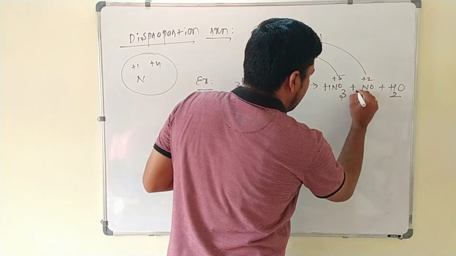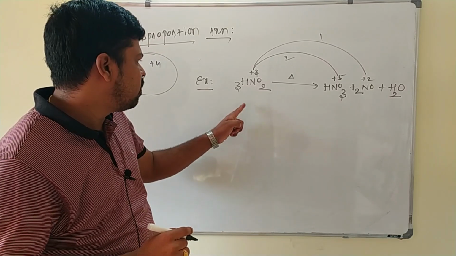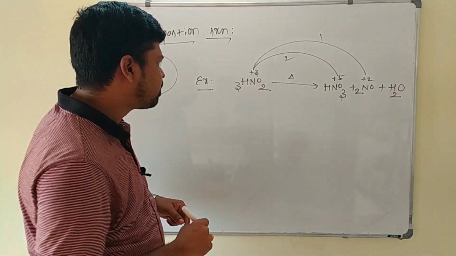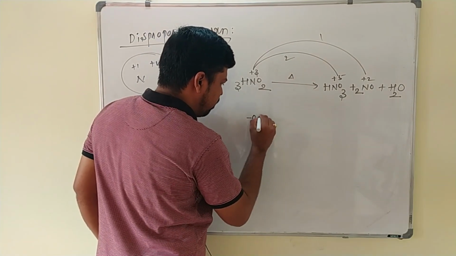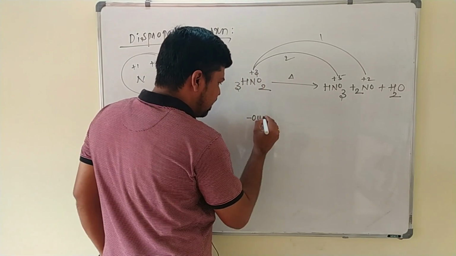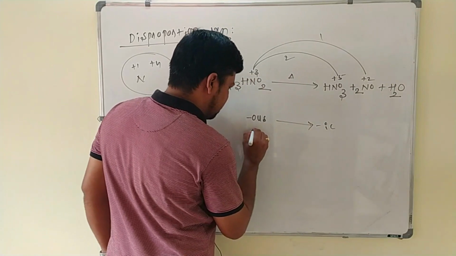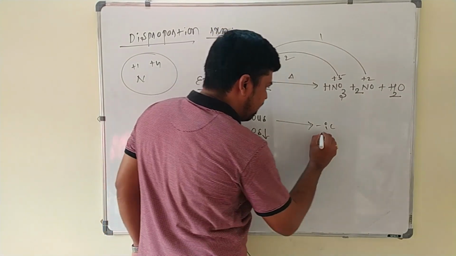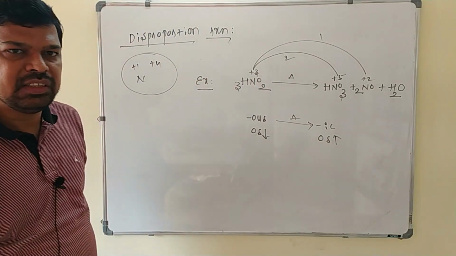Now you will get 2 times NO. This is the disproportionation reaction in the case of nitrogen. Always keep in mind, in the case of disproportionation, if you heat this, nitrous acid becomes nitric acid. The "-ous" acid has the lower oxidation state, and the "-ic" acid has the higher oxidation state. This is the conversion here.